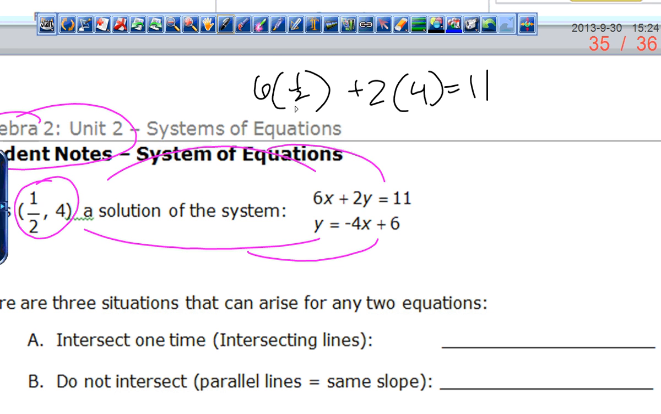6 times 1/2. What's half of 6? 3. Plus 8. 3 plus 8 is 11.